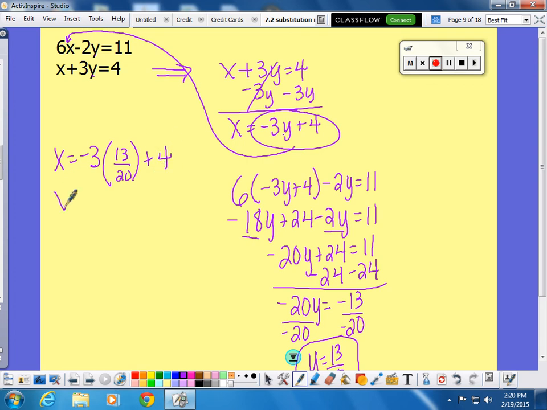Alright, let me ask you this. How will I know if my answer is right? That should work in both of them. It should work in both of them. What if it works in one of them? Do I stop and accept that? No, because it has to work in both.